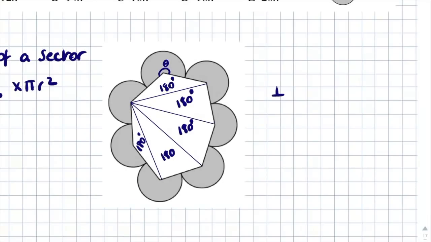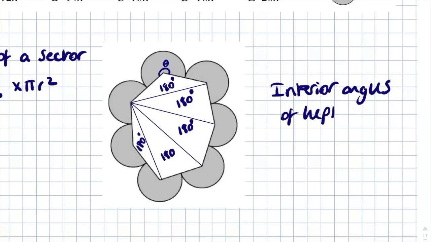If I write here, interior angles of a heptagon equals 180 times 5. So remember, that's 5 times 80, which is 400, 5 times 100, which is 500, add them together, sum of the interior angles is going to equal 900.